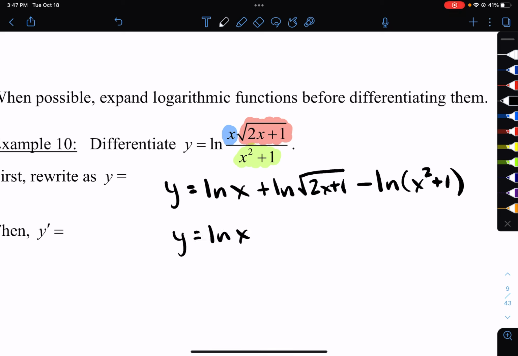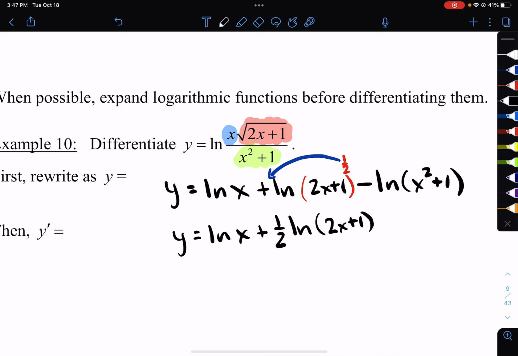Natural log of x plus, I can take this square root right here, and instead of a square root, I can rewrite that as the power of 1/2, which is really nice with natural logs because the natural log rules tell me that if I have an exponent inside the natural log, I can move that to the front. So I'm going to put that 1/2 in front, and then I still have the natural log of 2x plus 1. That hasn't changed. And then my minus natural log x squared plus 1, that's not going to change either.